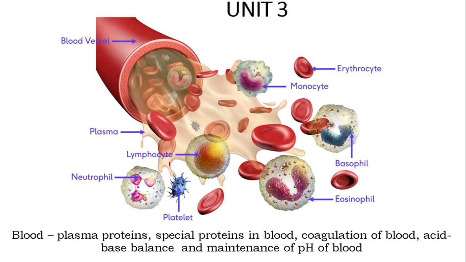What you see here are the different cellular components. Erythrocyte is actually the RBC, and you have the basophil, monocyte, eosinophils, and the lymphocytes and neutrophils, etc. They are actually the white blood cells, and also we have the platelets. In this chapter we are going to see the different proteins dissolved in plasma, and then coagulation of the blood, which is a very important property of the blood, and then the maintenance of pH of the blood.